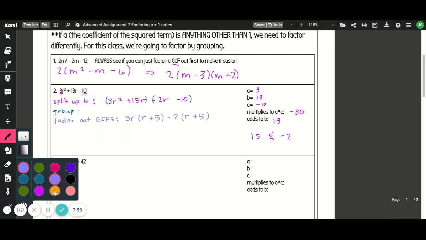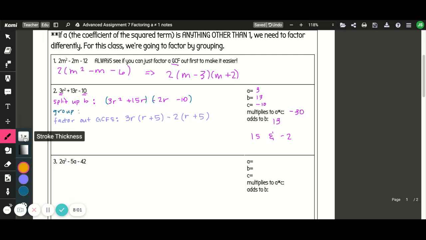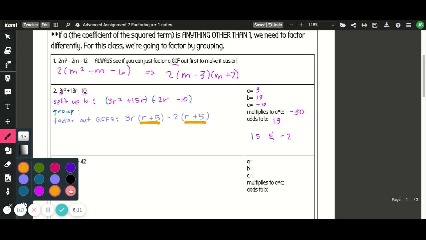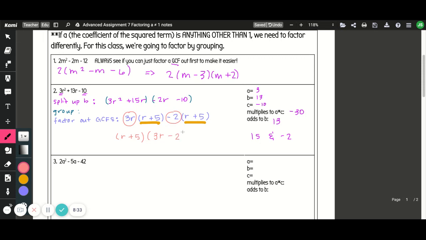Okay, notice, if these are done correctly, these 2 should always be the same. They should match. They are one of your factors. So this R minus 5 is one factor. The GCFs that you pulled out, this 3R minus 2, make up the other factor. So the second one is 3R minus 2.